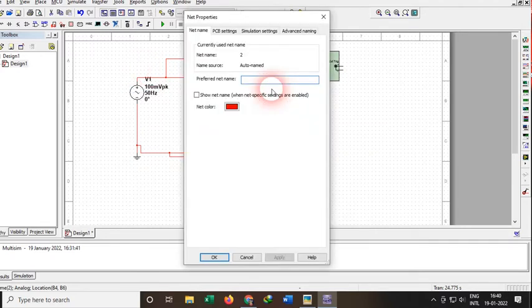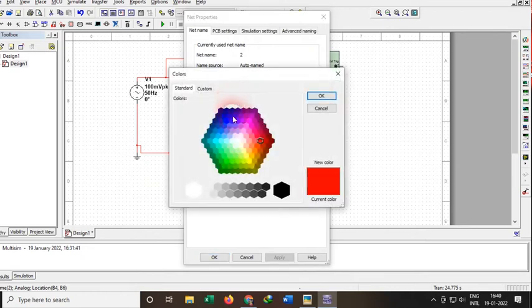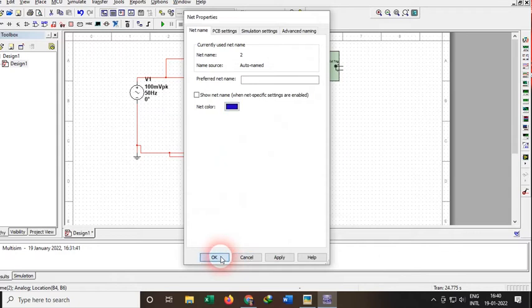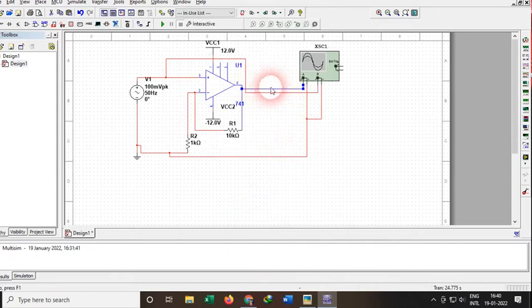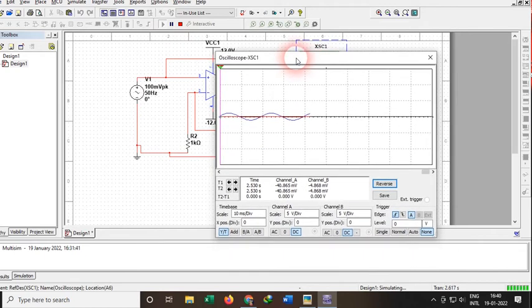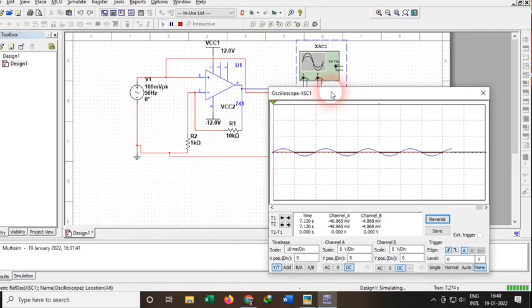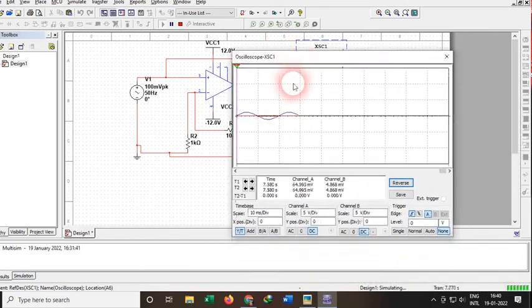I will double click on this wire and click on the net color. Suppose I am going to choose a violet one. Done. Now my output would be violet, and the input of this IC would be red. Now run this simulation again. Then here we could see both red and blue colors of the input and output lines, and in channel A and channel B we are getting the information.